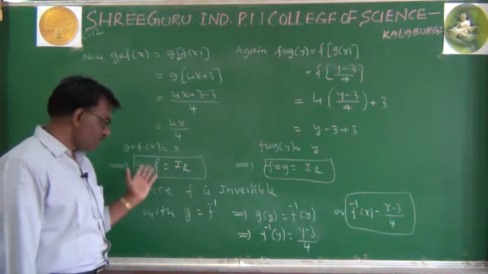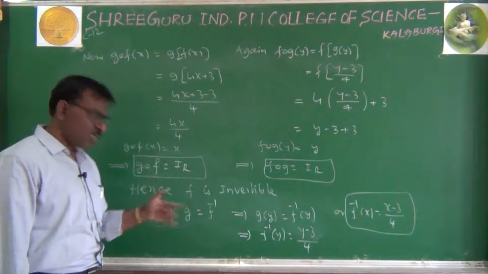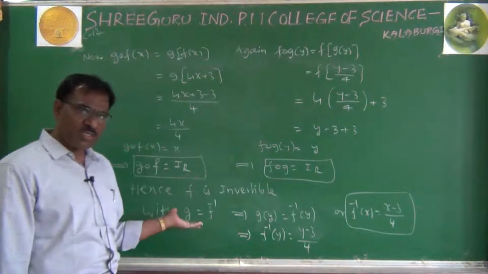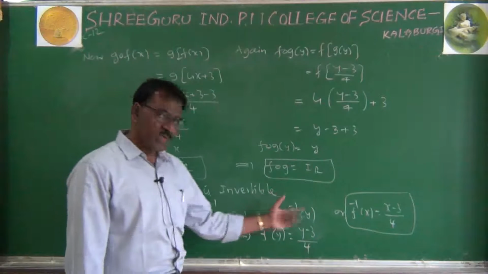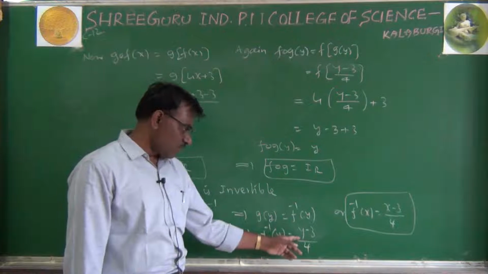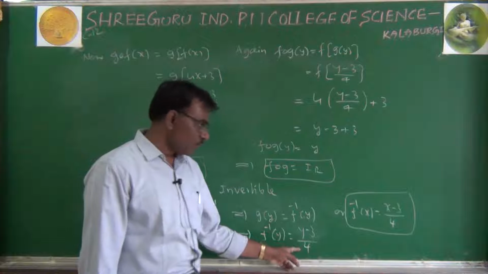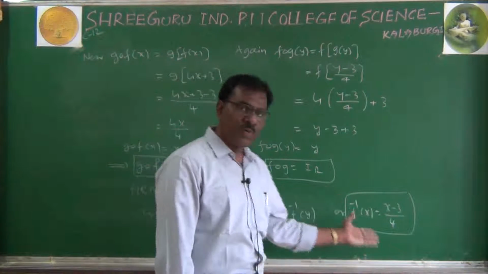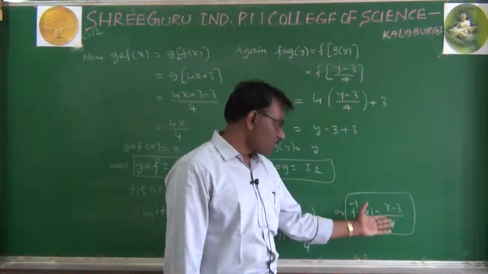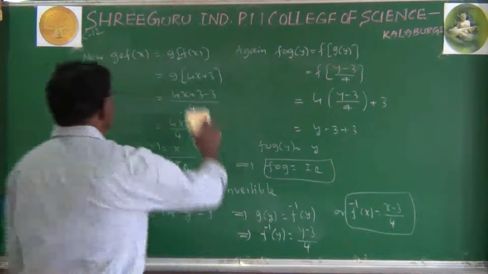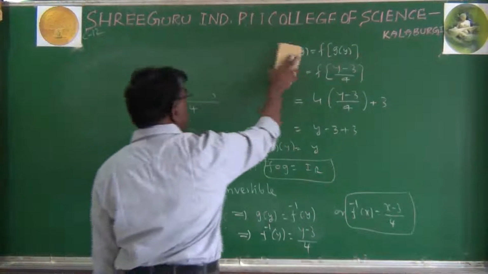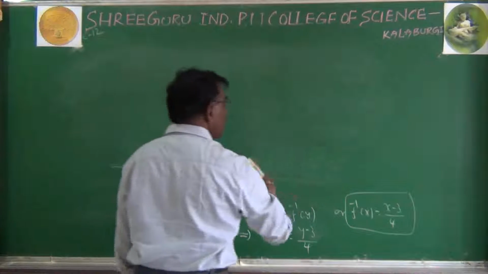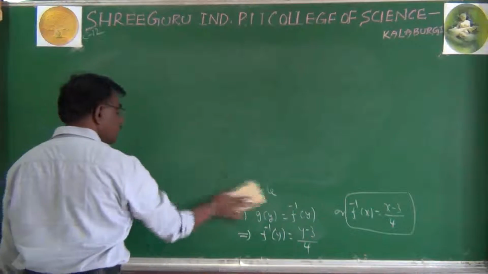When you go to the identity function, g is the inverse of f. So g is f inverse. We take it in terms of y: g of y equals f inverse of y, and g of y is y minus 3 by 4. Even though this is in terms of y, in terms of x also f inverse of x is x minus 3 by 4. So this is the final question. The particular question is asking, show that the function f is invertible and find the inverse.